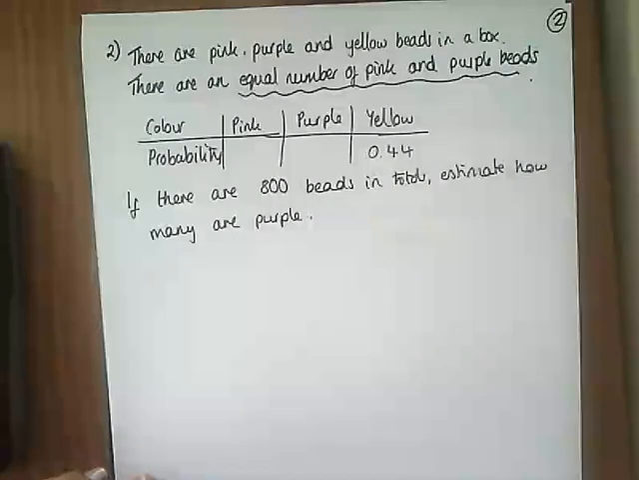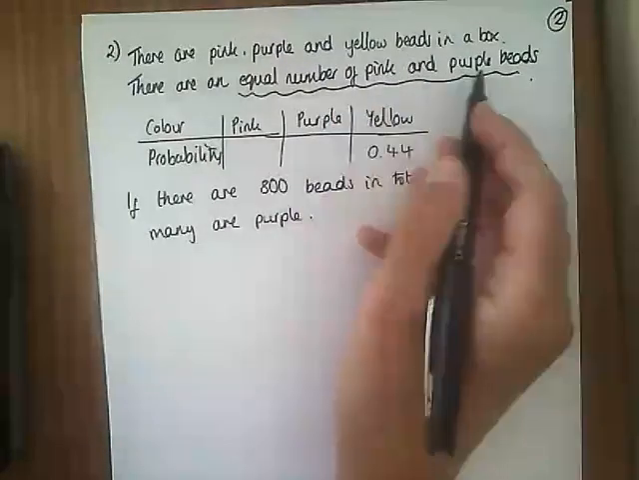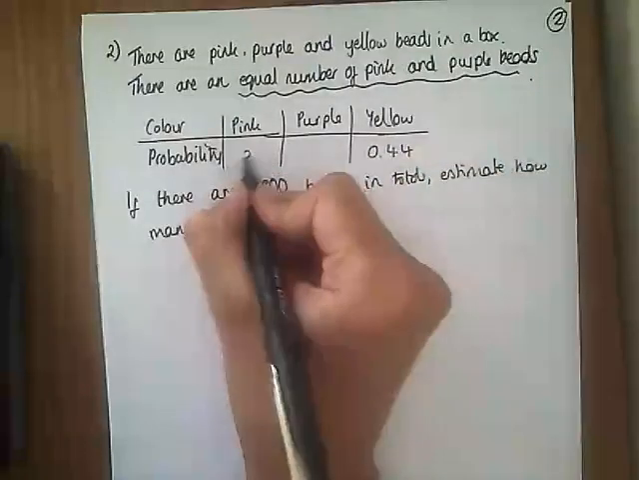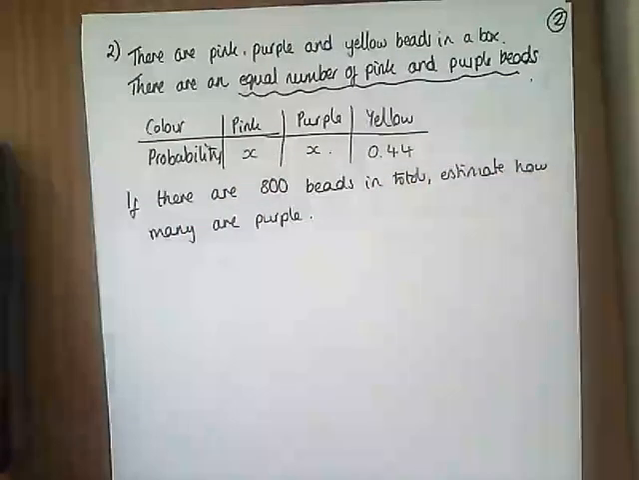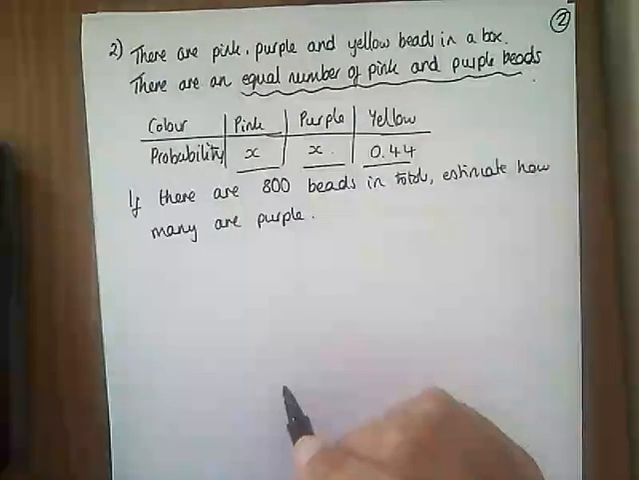Okay, now we're going to do this via algebra because I think you'll find that easier, and you'll be able to apply it to more complex questions. So if we start with algebra now, then it'll become much easier later on. Okay, so if there are an equal number of purple and pink beads, that means these probabilities have to be the same. So let's call them the same letter, they're going to be x. Okay, we know that all of these probabilities have to add to 1.